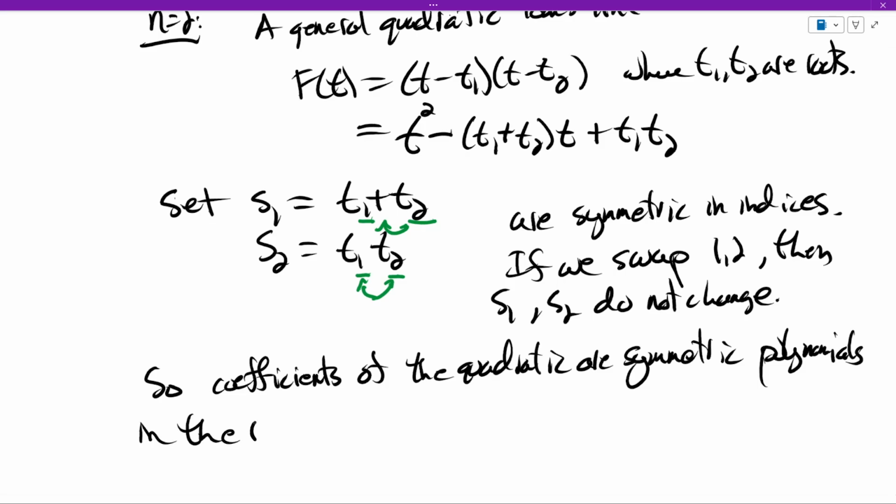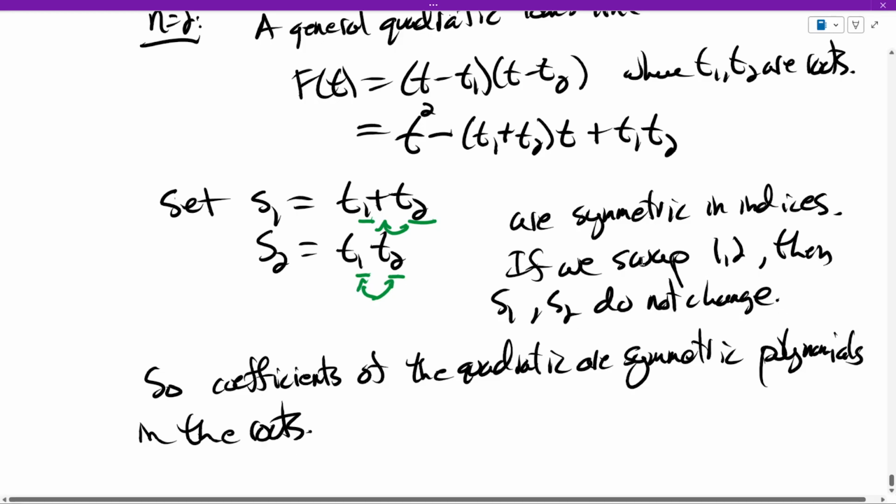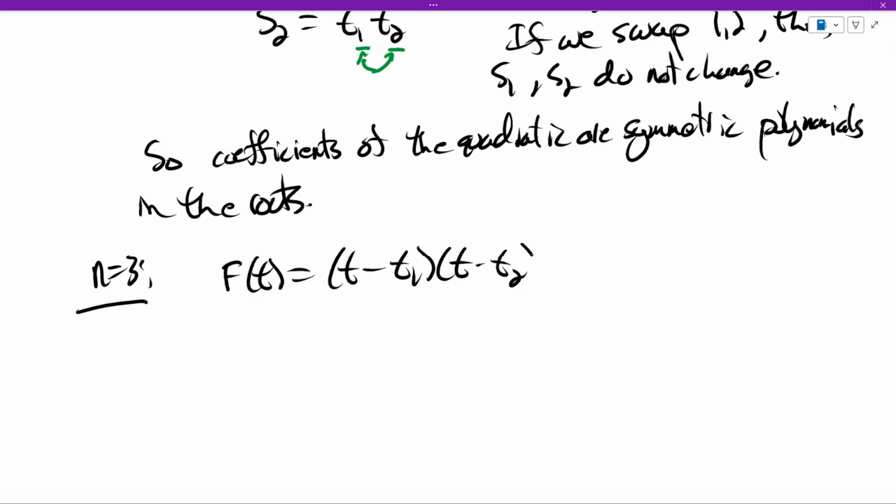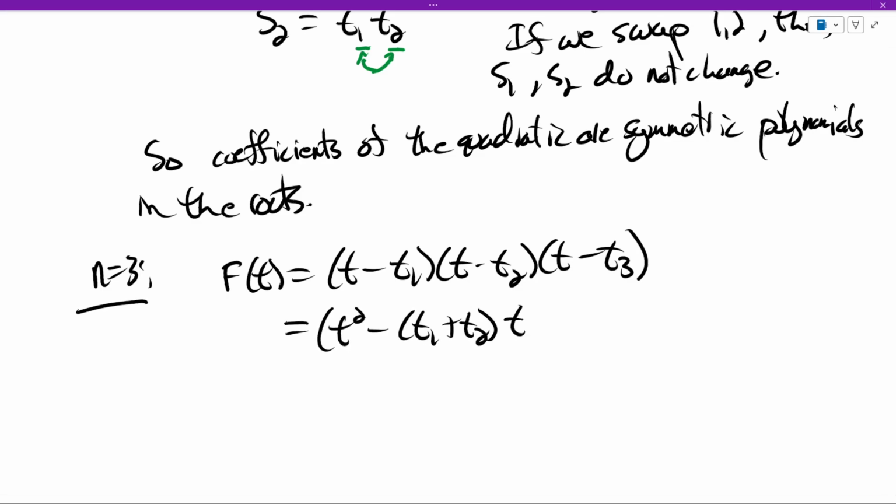So that's the case with n equals 2. Let's see what happens when n equals 3. So a general cubic is going to look like (t minus t1)(t minus t2)(t minus t3). And if we multiply this out, we're going to get (t squared minus (t1 plus t2) t plus t1 t2)(t minus t3). And then we're going to get t cubed.